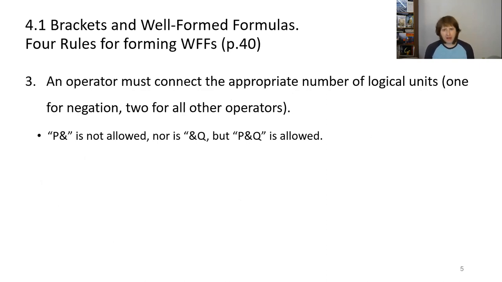So if you have a binary operator like and, or, implication, or biconditional, you can't just have that connected to one logical unit. You can't have P and. You also can't have and Q. But you can have P and Q, right? You need something on either side of the and. Same for the rest of them. You can't have P or. You also can't have or Q. You can have P or Q, right? With the operator in the middle and then the two units it connects on either side.